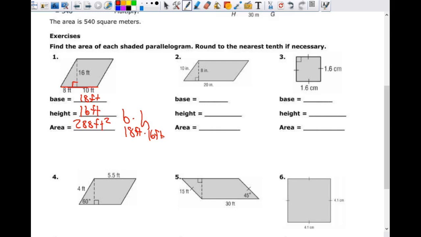Even though it's not slanted, we can still use the exact same formula. Base times height. Base of 1.6 centimeters times a height of 1.6 centimeters. 1.6 times 1.6 is 2.56, but that rounds to the nearest tenth, 2.6 centimeters squared.